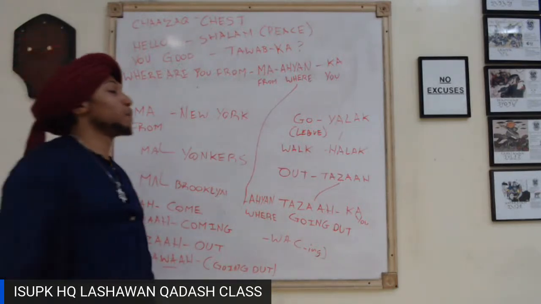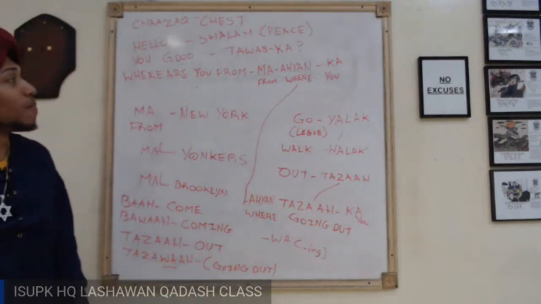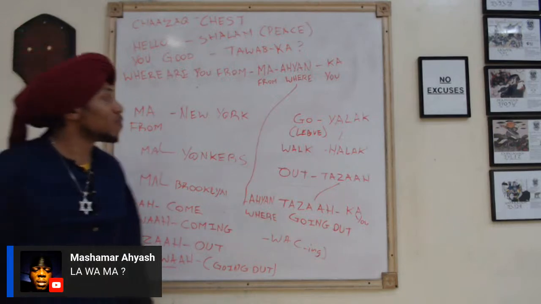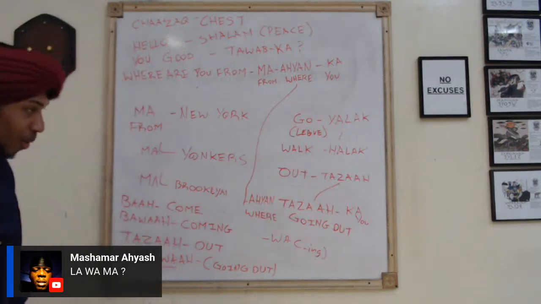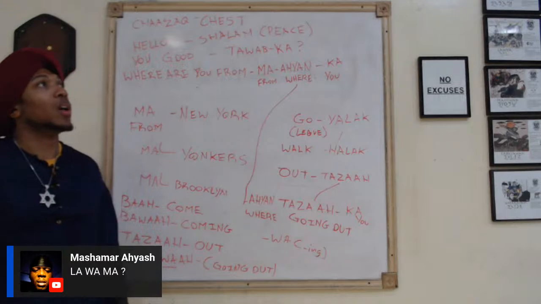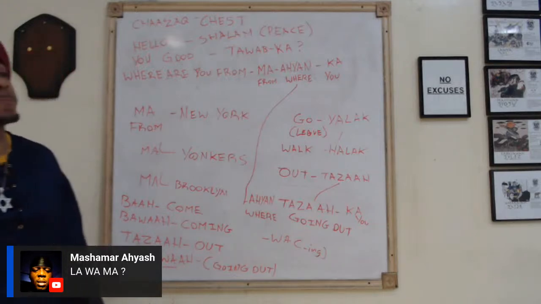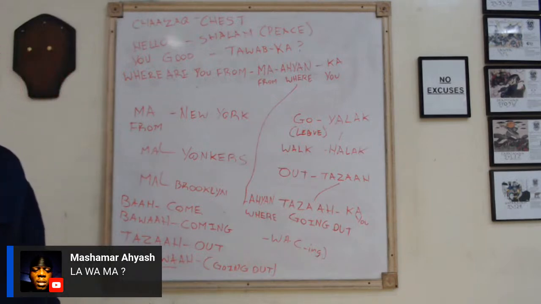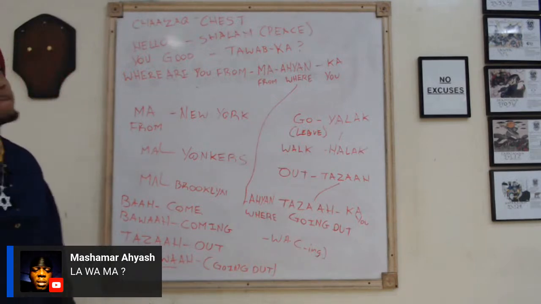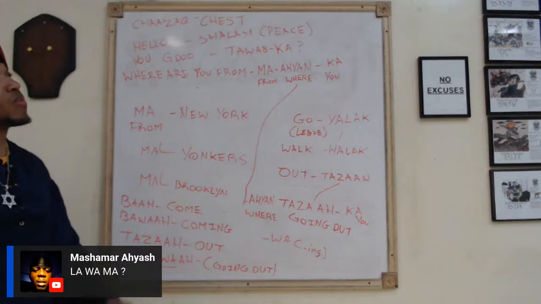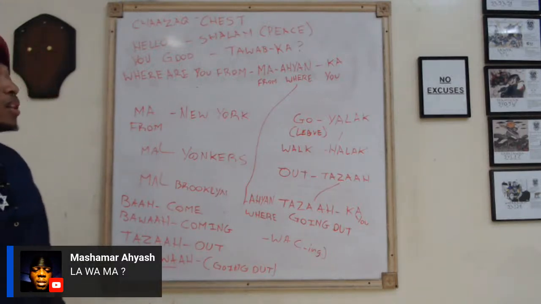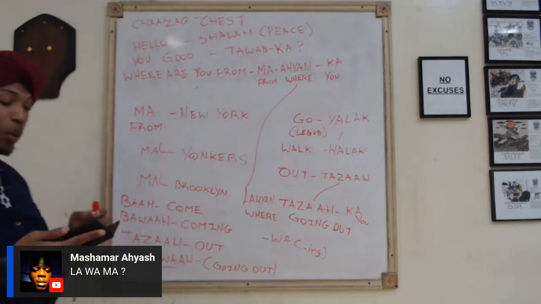So we have one question. Yeah. Mashma, Ayash, he asked the question, La wa ma. What is that? That's a question mark at the end. La wa ma, where do you get that from? Spell it. L-A, W-A, M-A. La wa ma? I don't know. Okay, look. Does he want me to look in the concordance?